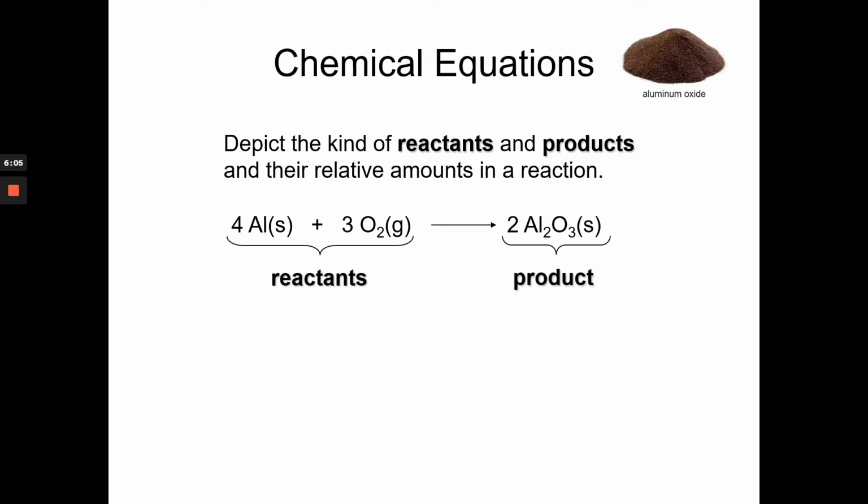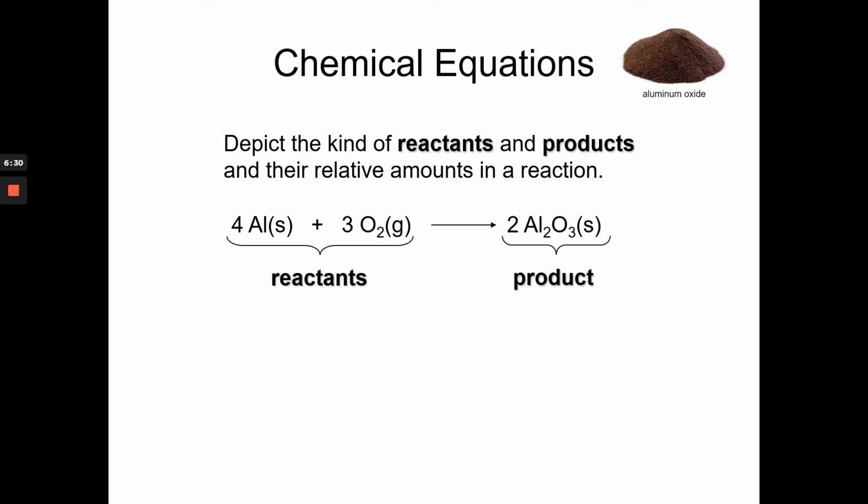And we know, based on what we've seen so far, that atoms are rearranged in a chemical reaction. So on the reactant side, we have 4 aluminums represented, and we have 4 aluminums on the product side, 2 times 2. On the reactant side, I have 6 oxygen. On the product side, I have 6 oxygen, 2 times 3. So it's a balanced chemical equation. The atoms are simply rearranging into new combinations.